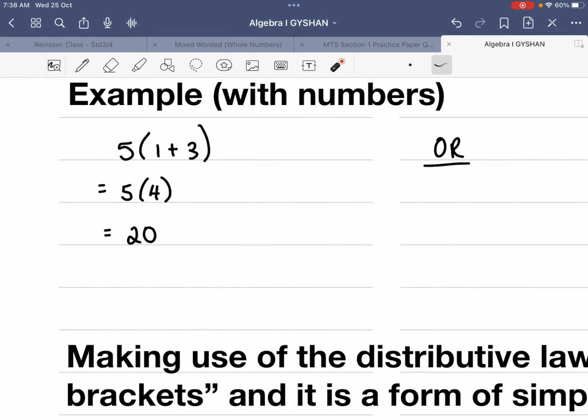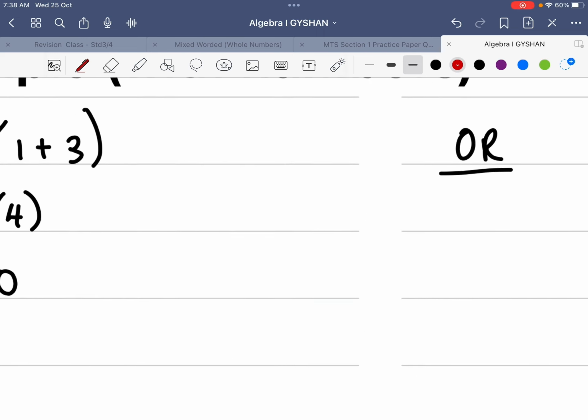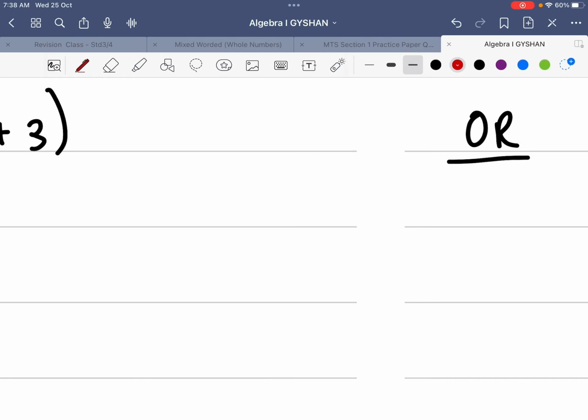So if we have an example here, 5 multiplied by 1 plus 3. So we can do that two ways. We can say, well, we can add what's inside the bracket. 1 plus 3 is 4. So we can say 5 multiplied by 4 is 20.